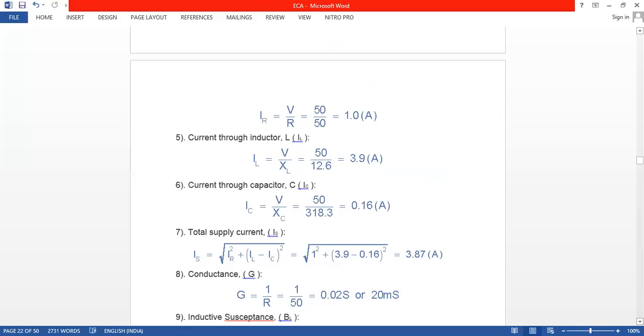0.254. No, you check one second. 50 by 12.7.